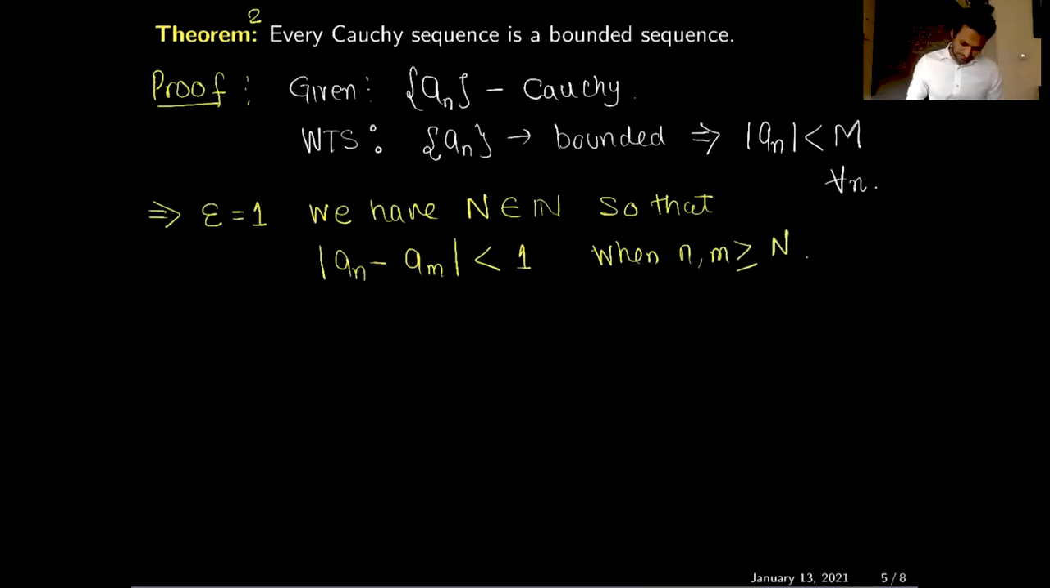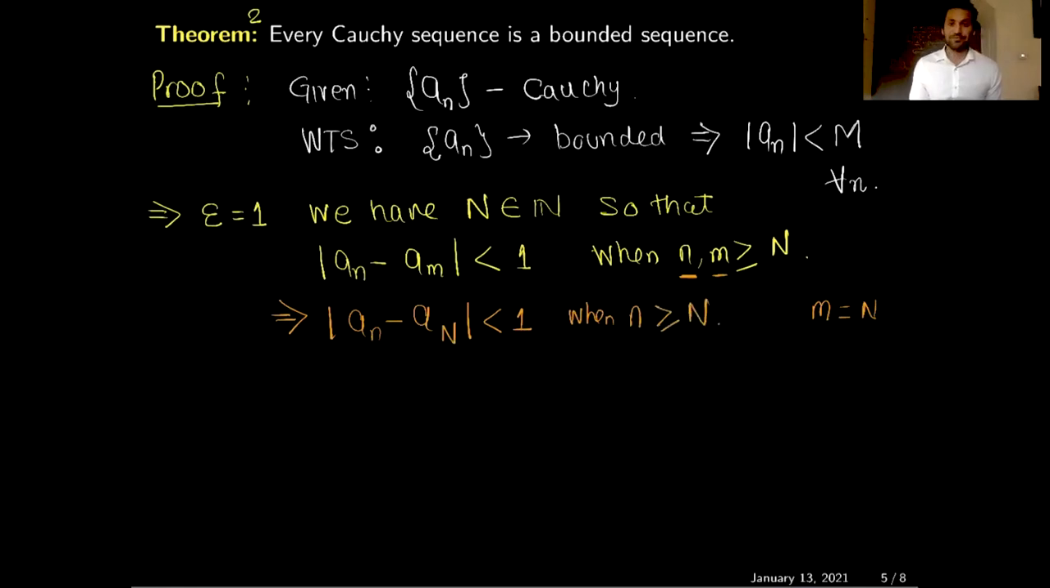And this also implies, since this inequality is true for all n and all m bigger than or equal to capital N, that it is true when m is equal to capital N. So if I plug in m equal to capital N, I get that the absolute value of a_n minus a_N is also less than 1 when n is bigger than or equal to capital N. So I fix m and choose it to be that capital N.